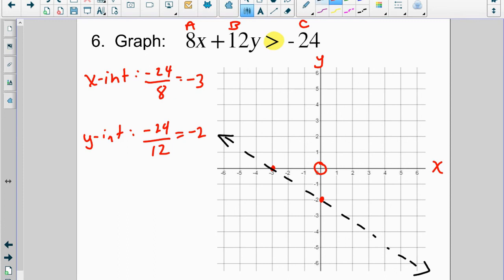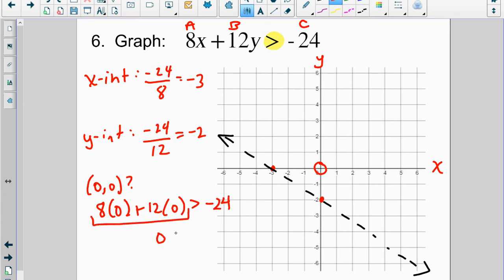When I plug my zeros in for x and y, test 0, 0, I do 8 times 0 plus 12 times 0 is supposedly greater than negative 24. Well, I know that 8 times 0 plus 12 times 0 is 0. So I have to check to see if this is true. Is 0 greater than negative 24? Well, yeah, 0 is bigger than any negative number. So that would be true.